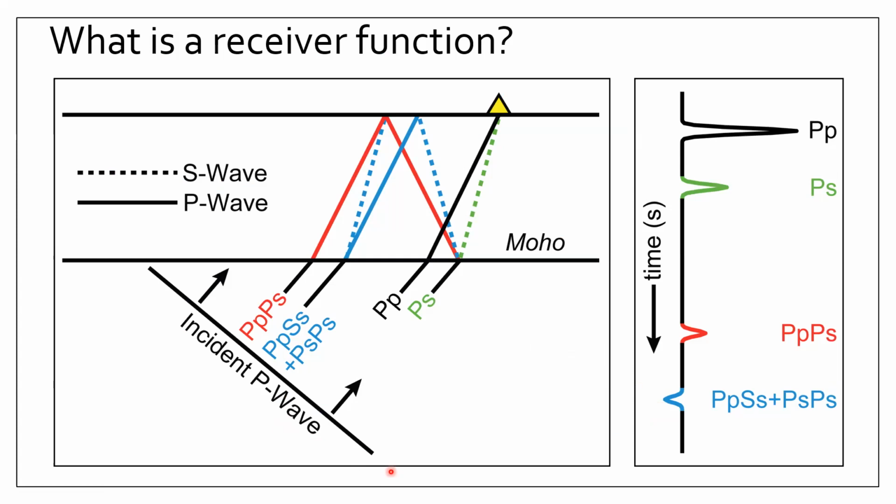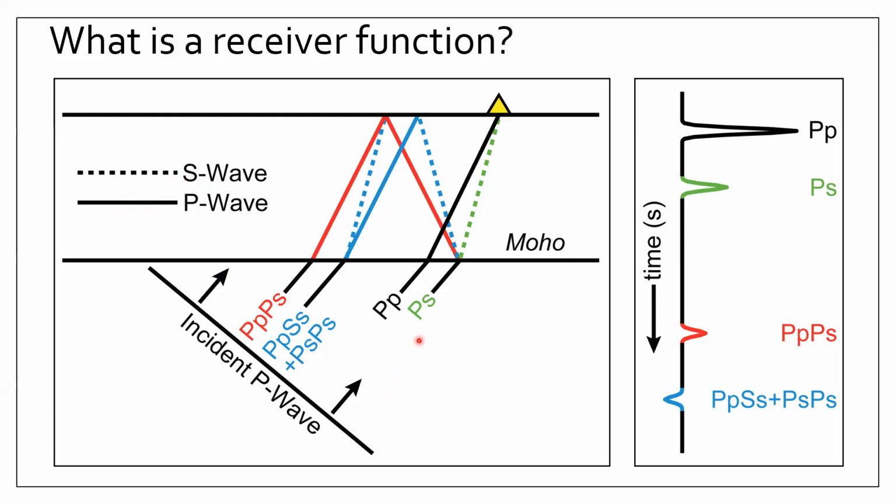Yes. So here you are seeing an incident plane P wave, which is traveling from a teleseismic distance and impinging upon this high velocity contrast, or you may say discontinuity. After it impinges upon this discontinuity, it gets converted into S wave and also generates the P wave coda in this structure of the Earth. The dashed lines represent the S wave and the solid black line represents the P wave.